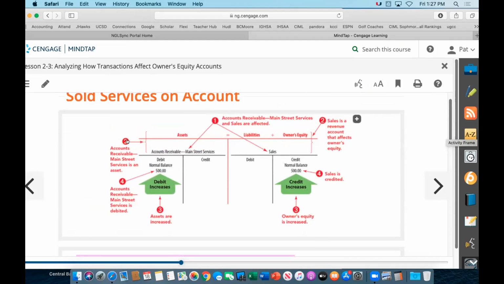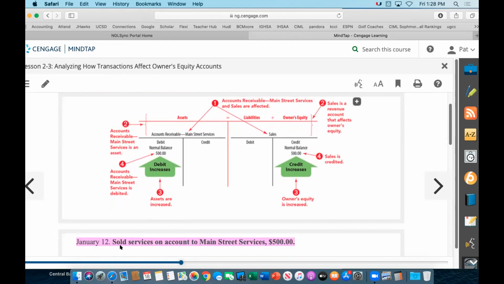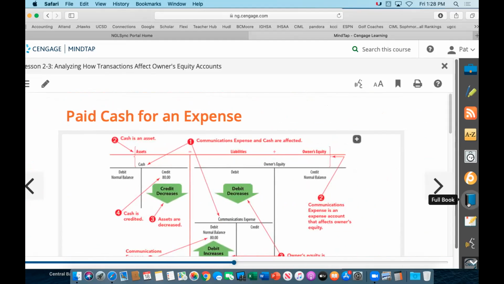All right, accounts receivable is an asset. Assets have normal debit balance. So when you sell services on account, that increases that company that we're gonna bill Main Street. That's what we're gonna do, right? Okay, and we record it. Nowhere is cash involved in selling services on account, correct? Cash isn't involved. Okay, awesome.